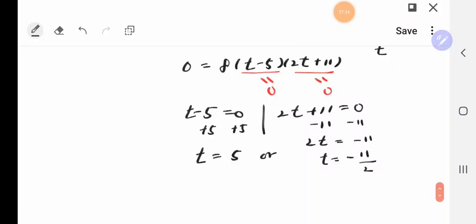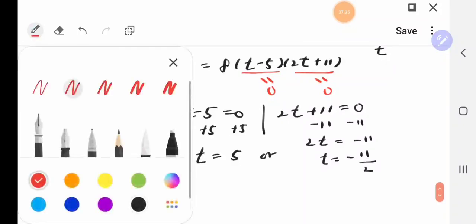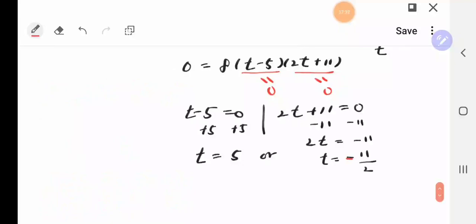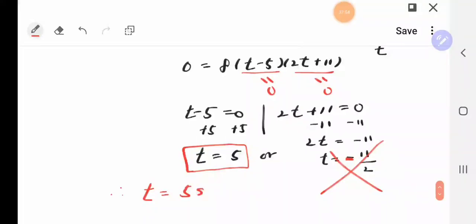11 over 2. Look at this, we have a negative sign here. t is time, measured in seconds, so we don't allow negatives. So the negative value will be eliminated from our solution. So t will be only 5 seconds. So 5 seconds after you release the stone, the stone will touch the water. So that's the solution.